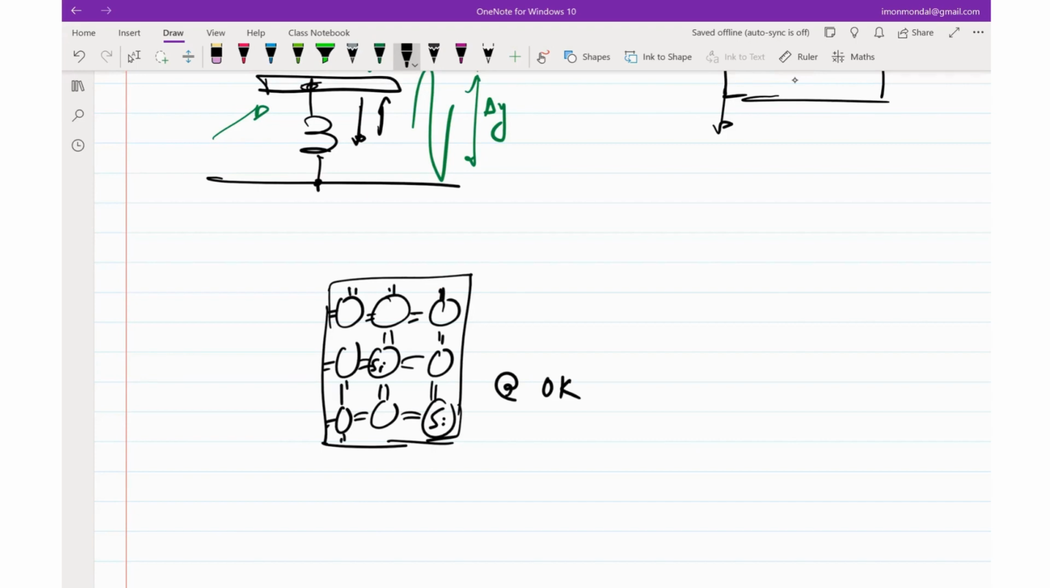So at 0 Kelvin, where there are no thermal fluctuations, we know that all, so let me ask you this. So at 0 Kelvin, do you think there will be any free electrons? No, right? So all the bonds are perfectly satisfied. Right? There are no free electrons.